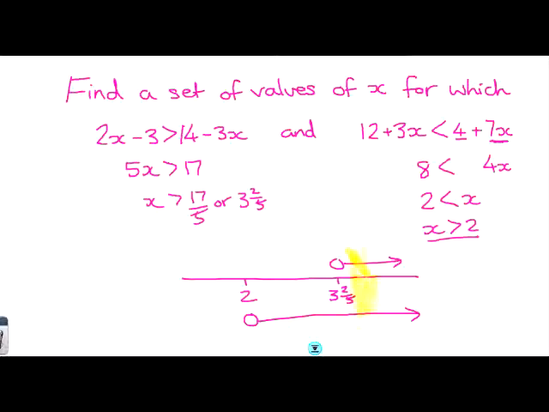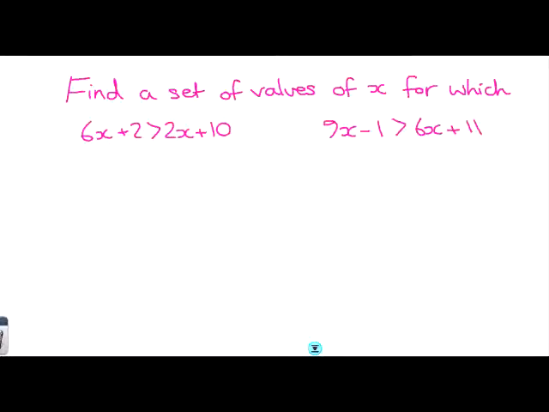So you can see for both of these, what we actually have is this area here. So all of these numbers here meet the criteria for both. So what we can say is x must be more than 3 2/5. That will always work for both. Let's try one more.